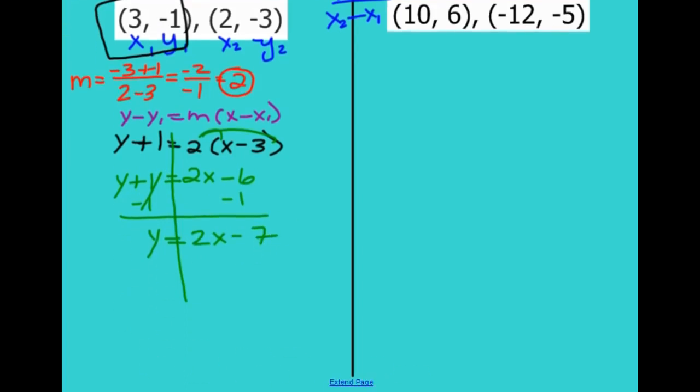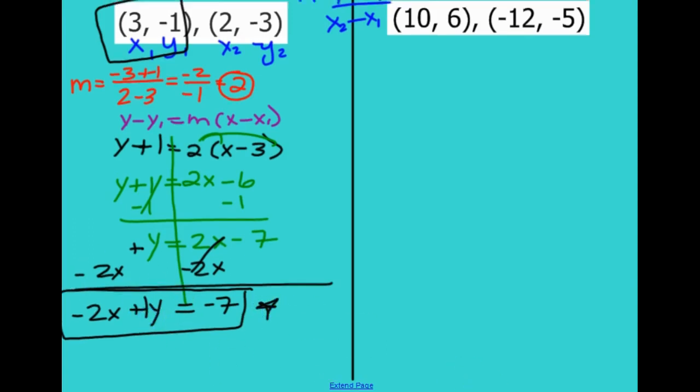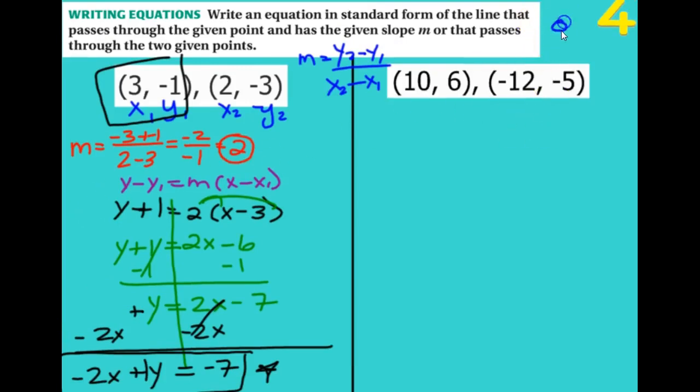So that's in slope-intercept form, y equals mx plus b. But we want all the x's and the y's on the same side. So I'm just going to subtract 2x. We have a negative 2x. This is a positive y, so plus y equals negative 7. That is our answer. They're all whole numbers because this would be a 1. I would like for you to try this one on your own and then click play to see if you got it right.